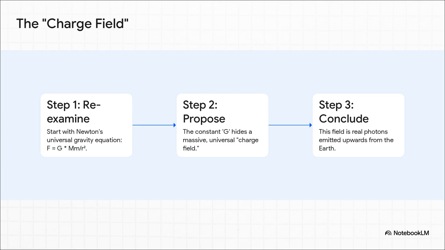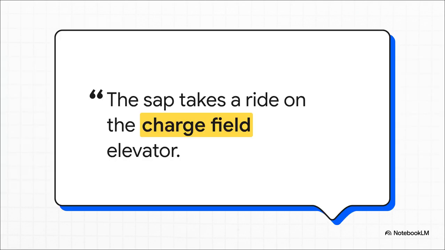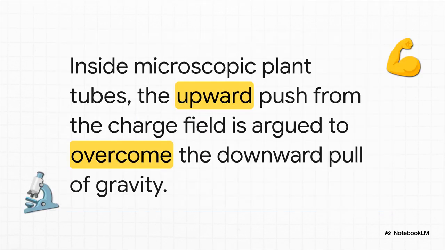The theory claims that the gravitational constant g isn't just a number. Nope. It argues that g is actually hiding a huge, invisible field of photons that are constantly shooting upwards from the Earth. A steady, invisible, upward-moving river of energy. And the paper has this great analogy for what's happening. Think of it like an elevator. The sap isn't being pulled up, it's just taking a ride on this invisible charge field elevator, getting a constant push from below.